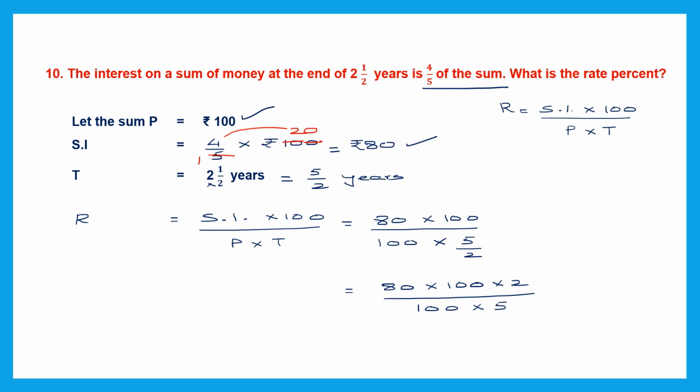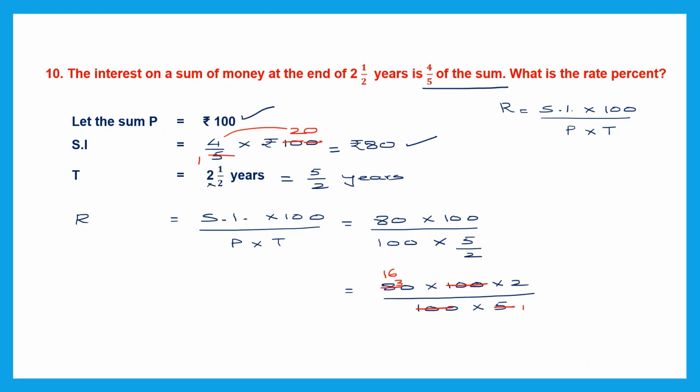So now we can cancel. Now I can cancel 100 and 100. I can also cancel 80 and 5. 5 ones are 5. Now here 80, 5 ones are 5. That's 8. So 6, 7, 8. We have 3, 30. So 5 sixes are 30. That means 5 into 16 is 80.